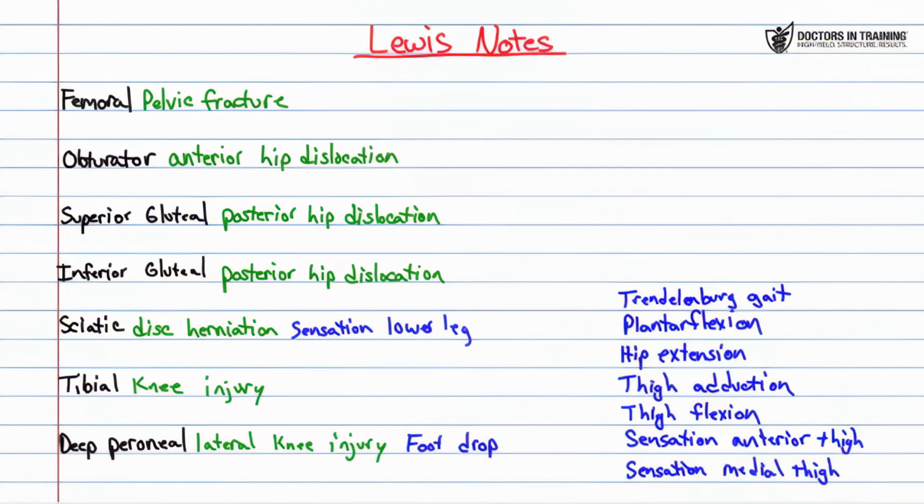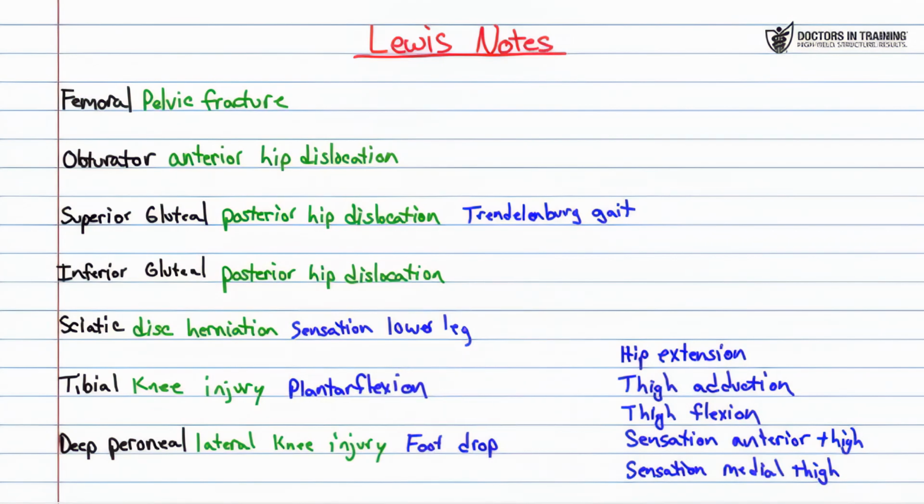Trendelenburg gait, that's going to be that funny gait where you're dropping your contralateral hip. That's going to be your superior gluteal there. Plantar flexion is going to be over here with your tibial nerve. Hip extension, this one's a little bit nonspecific, but when I think of hip extension, I think of my inferior gluteal. There is some of that with superior gluteal as well.